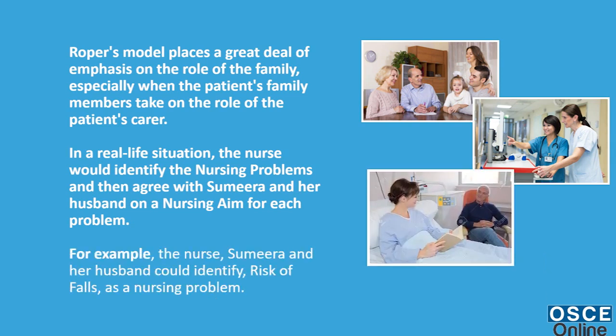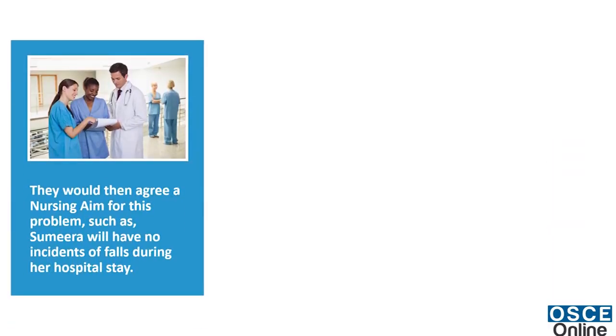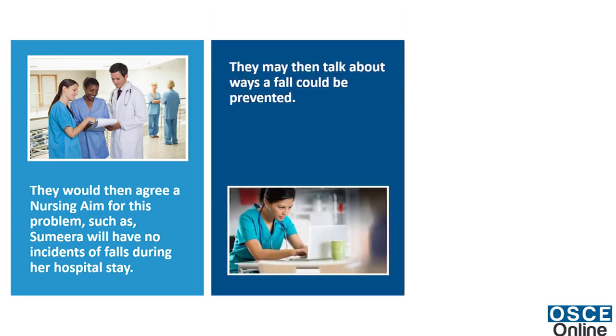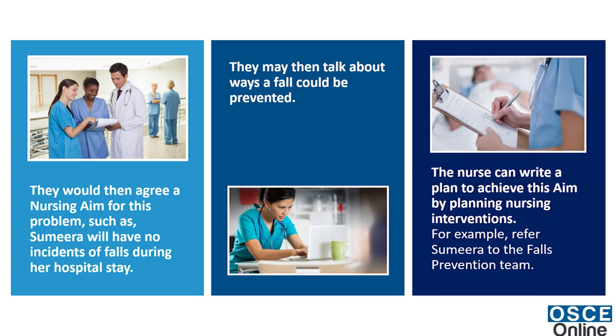For example, the nurse, Sumira and her husband could identify risk of falls as a nursing problem. They would then agree a nursing aim for this problem, such as Sumira will have no incidents of falls during her hospital stay. They may then talk about ways a fall could be prevented. The nurse can write a plan to achieve the aim by planning nursing interventions.